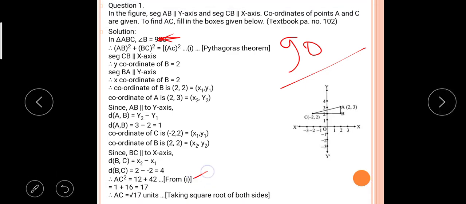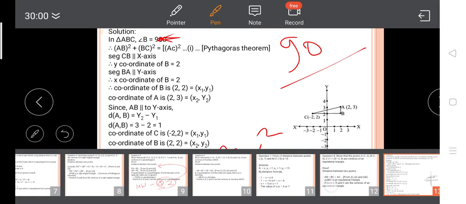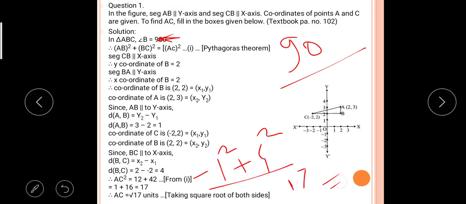So, what is this step? Here it is 1 square plus 4 square. And you will get 17. After taking the square root, you will get root 17 units. Understand? If a question like this is asked, then it is also very easy to solve.